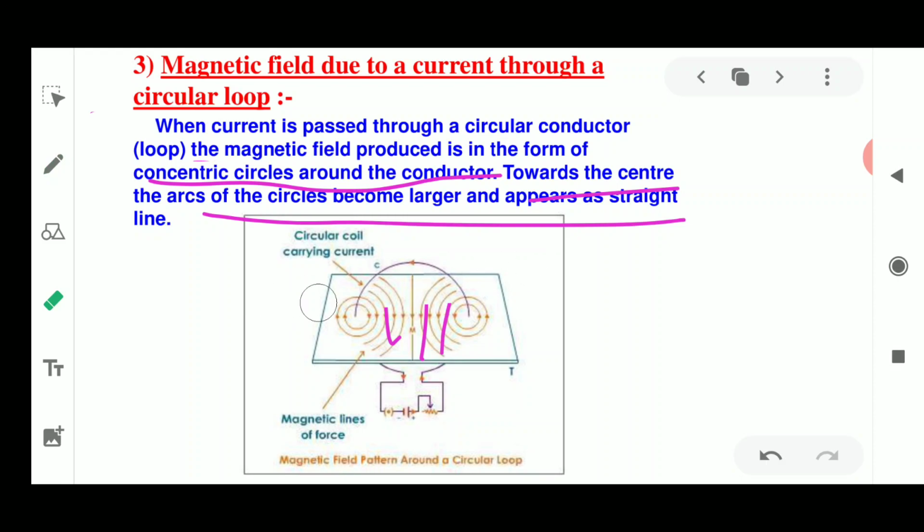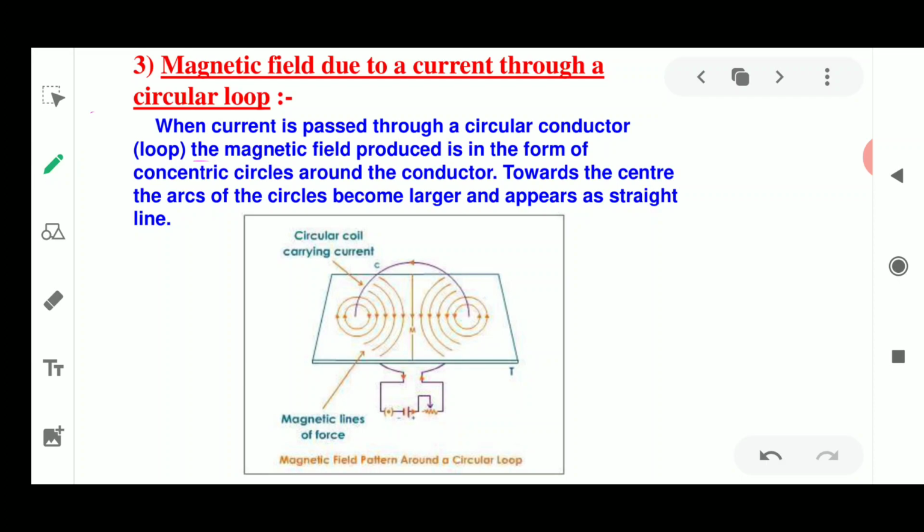Okay, so this was about the magnetic field which is generated through a circular loop. Previously we had discussed the magnetic field in a straight current carrying conductor. Similarly, we have discussed the magnetic field in a circular loop.